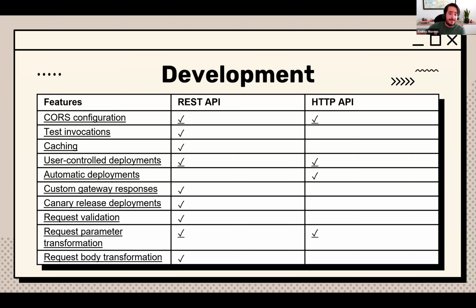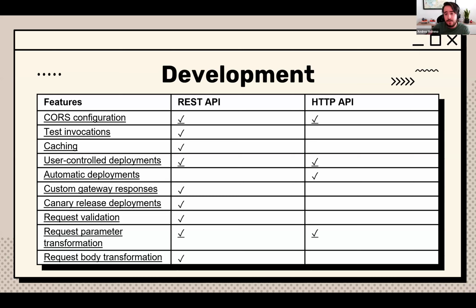As far as development, you can see there's a big list. The big ones are test invocations. I use those mostly for troubleshooting an error or something. You can go into the console and trigger your endpoint, kind of like you would from Postman, but you bypass the security, so it makes it a little bit easier. You don't have that with HTTP API.